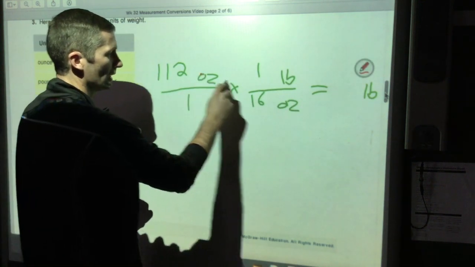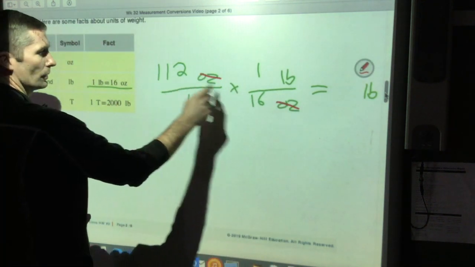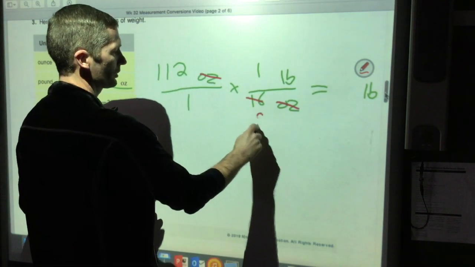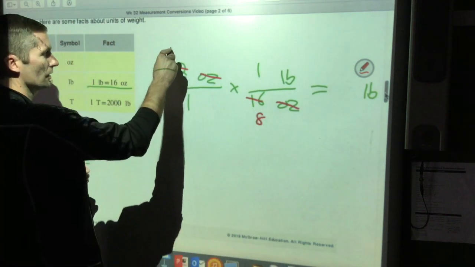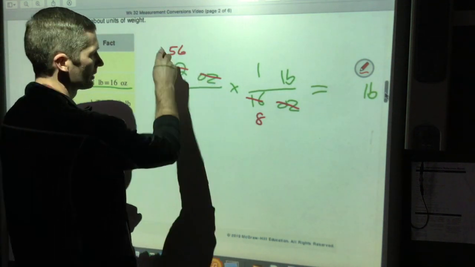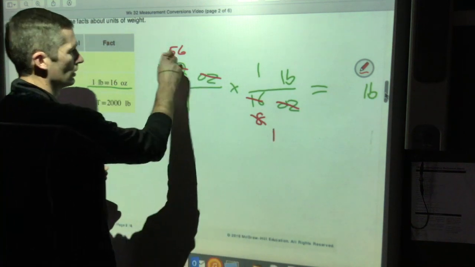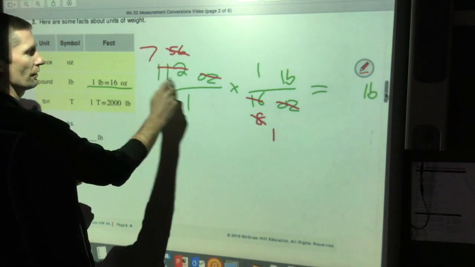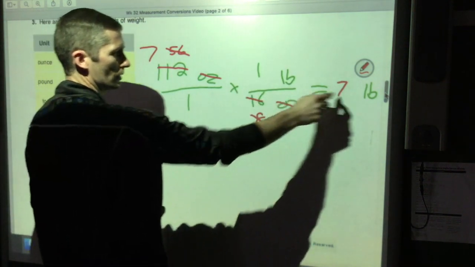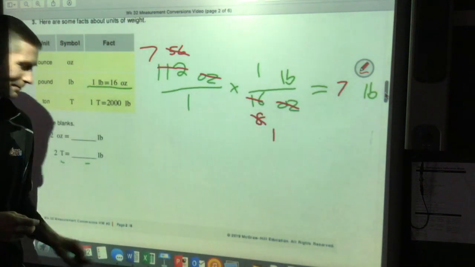Okay, I can cross out my ounces. I can divide both of these by, I'll start by 2 just to make it easier, something I can do in my head. Okay, and then I can divide both those by 8. So 7 times 1 is 7 pounds. 1 times 1 is 1, so the answer is just 7 pounds.